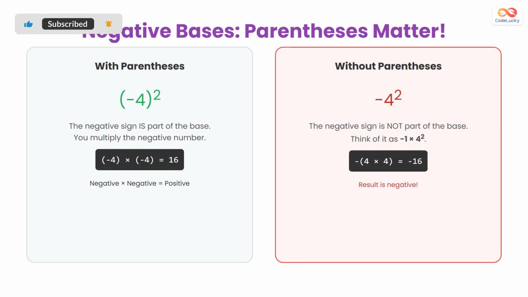Be very careful when dealing with negative numbers. Parentheses make a huge difference. If the negative number is inside parentheses, like (-4) squared, you include the negative sign in the multiplication, giving you positive 16. If there are no parentheses, the exponent only applies to the number 4, not the negative sign. In that case, you calculate 4 squared first, which is 16, and then apply the negative sign, resulting in -16.